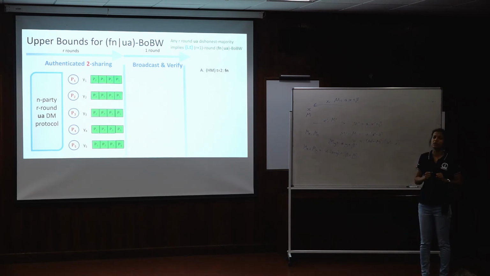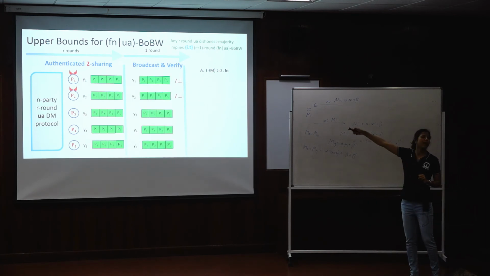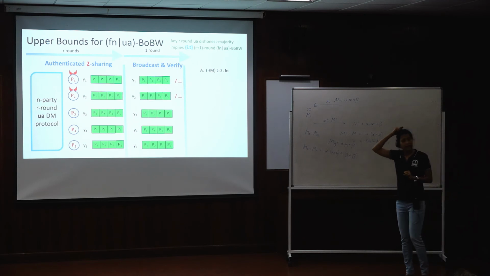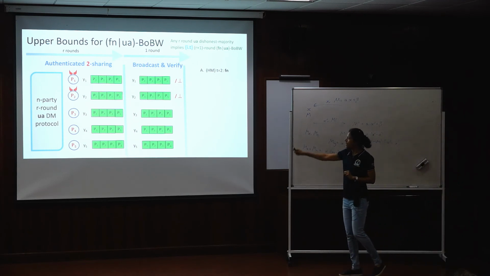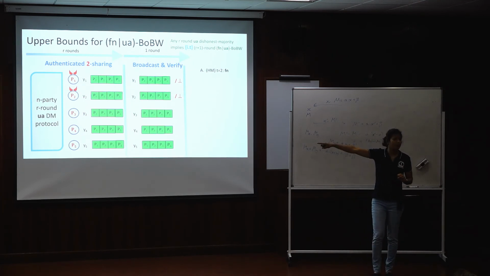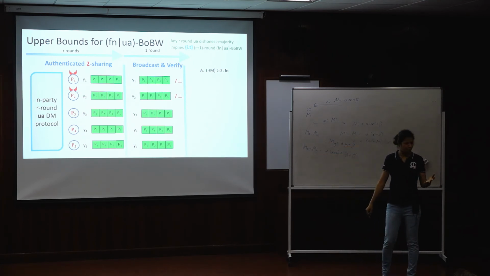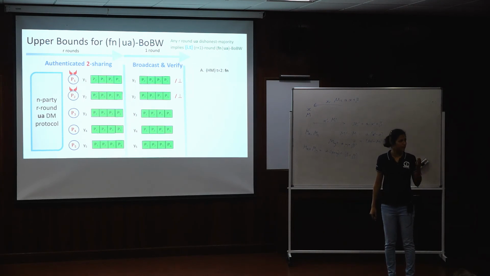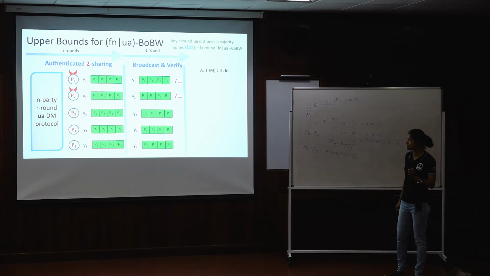Let's assume that we have 2 corruptions, and for simplicity let us assume that the first 2 parties, P1 and P2, are the corrupt parties. Since the underlying protocol is a dishonest majority protocol, which provides unanimous abort security, you can have 2 cases. In the first case, assume that all the honest parties have got the output. We will consider the other case where they have not.